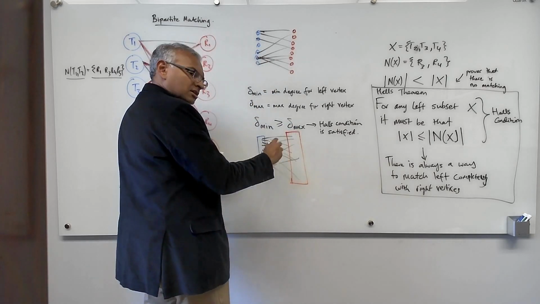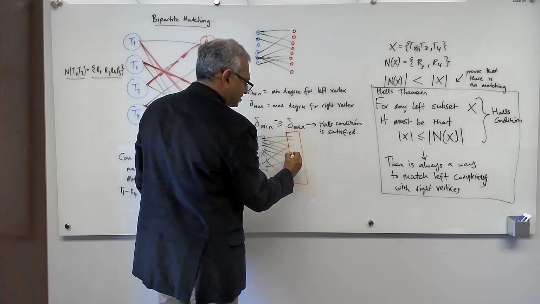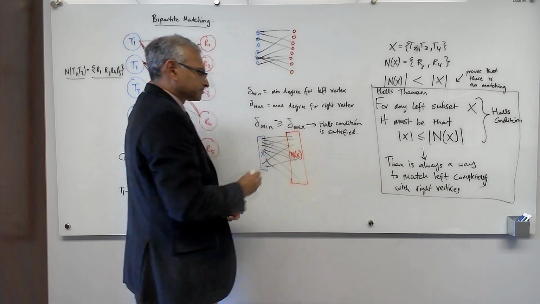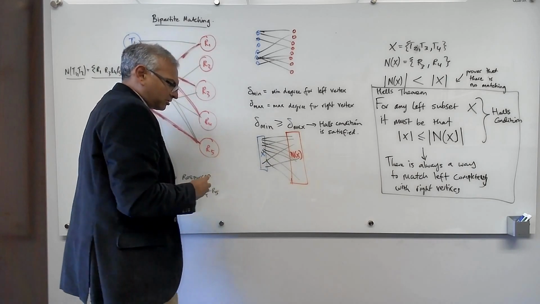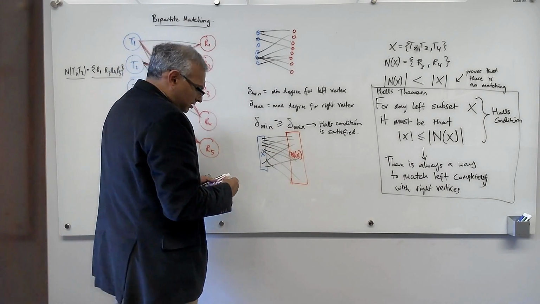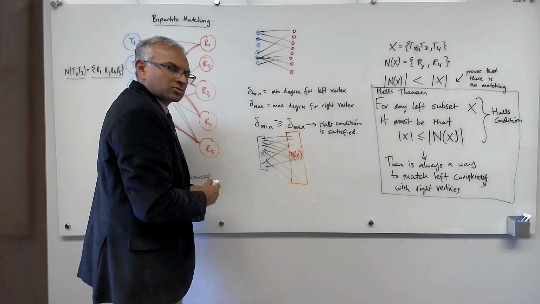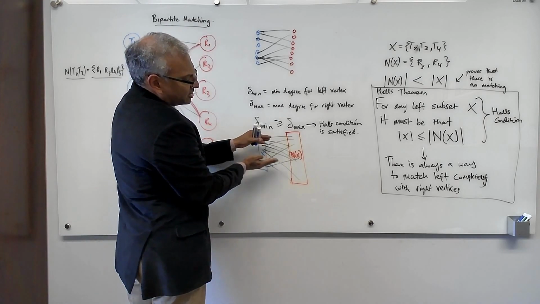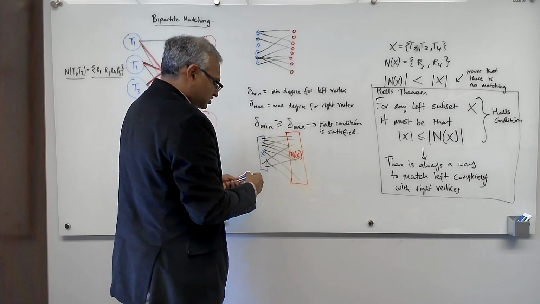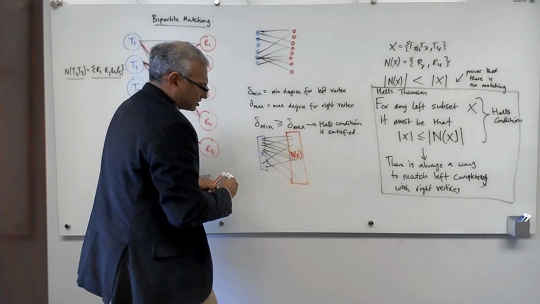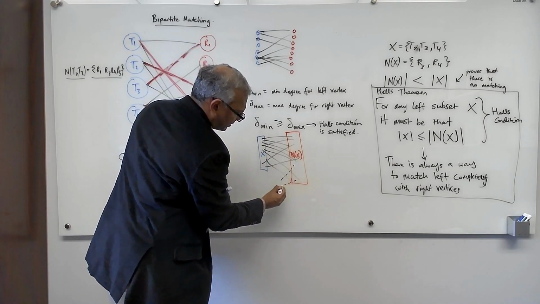All those edges combined, when you collect up all those vertices, that's the neighborhood of X. So X goes into the neighborhood of X. And it's possible that there are other edges going into here. What we know is that all these edges go into there, but there might be other edges going into here. So I'll put those as dotted other edges.